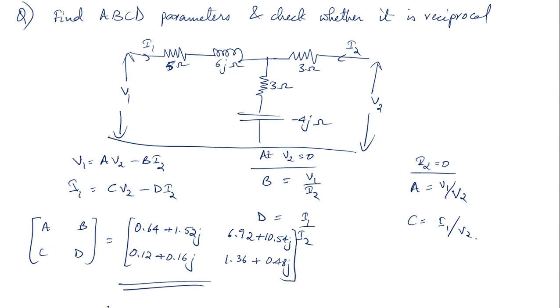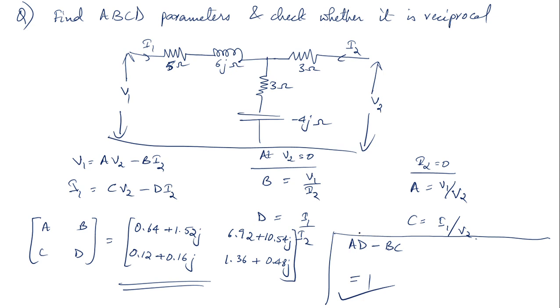And you need to find out whether it is reciprocal or not, whether it is satisfying the reciprocity or not. So what do you have to do? You have to find out AD minus BC. To find out whether it is reciprocal, you substitute the values, A into D minus B into C. If it is equal to 1, then it is reciprocal. Otherwise, it is not reciprocal.